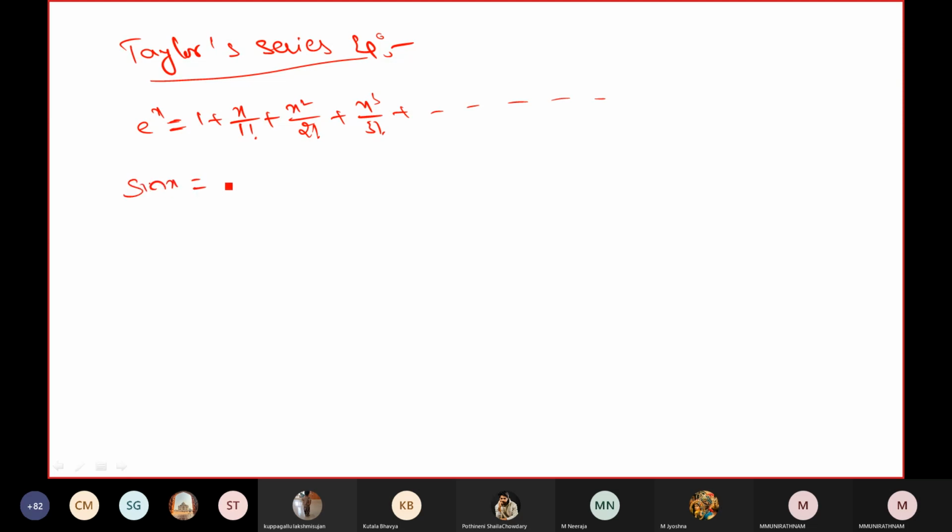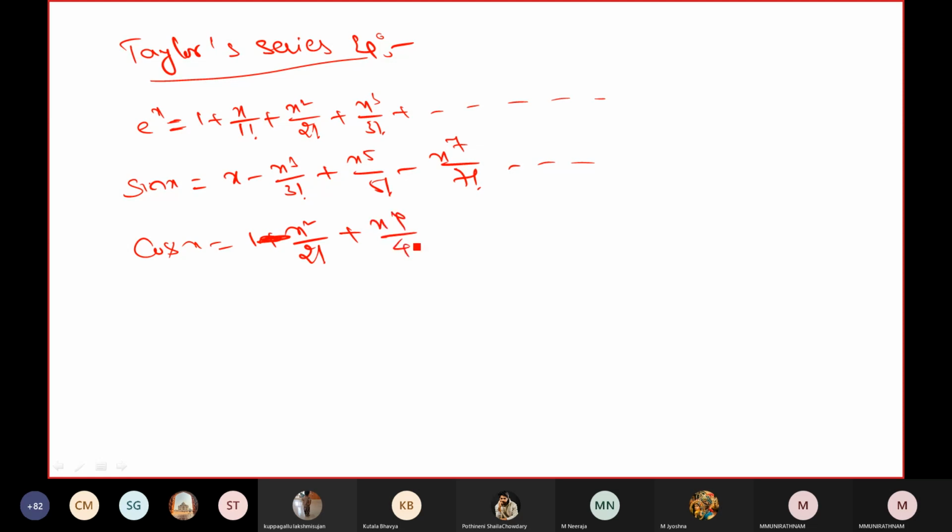So you know the expansion of sin x. Expansion of sin x is x minus x cube by 3 factorial plus x power 5 by 5 factorial. Similarly for cos x, 1 minus x square by 2 factorial plus x power 4 by 4 factorial minus and so on. So these are the expansions of some functions. Likewise, maybe e power minus x, tan x, ln of 1 plus x.